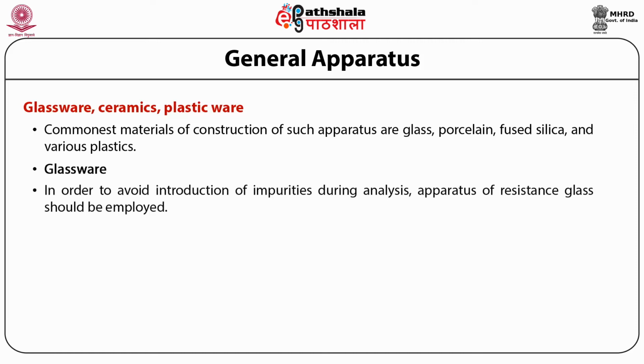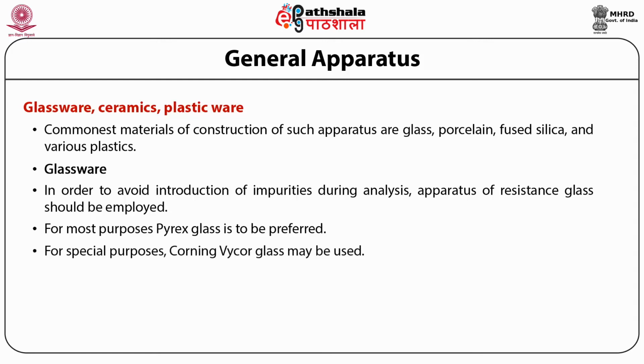Glassware. In order to avoid the introduction of impurities during analysis, apparatus of resistance glass should be employed. For most purposes, a borosilicate glass is to be preferred. Resistance glass is slightly affected by all solutions, but in general, attack by acid solutions is less than by pure water or by alkaline solutions. For this reason, the latter should be acidified whenever possible if they must be kept in glass for any length of time. For special purposes, Corning glass may be used.